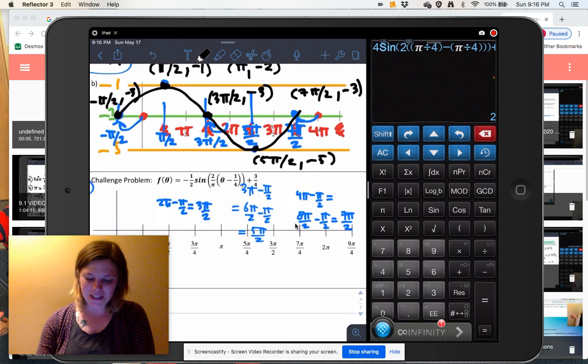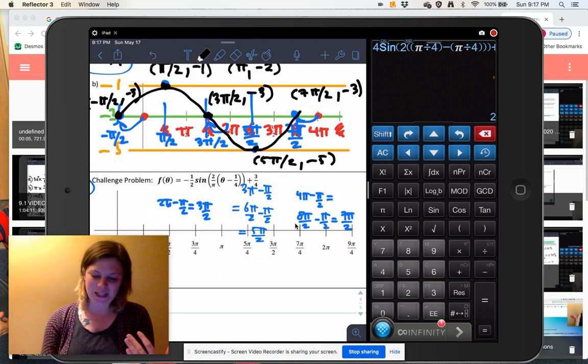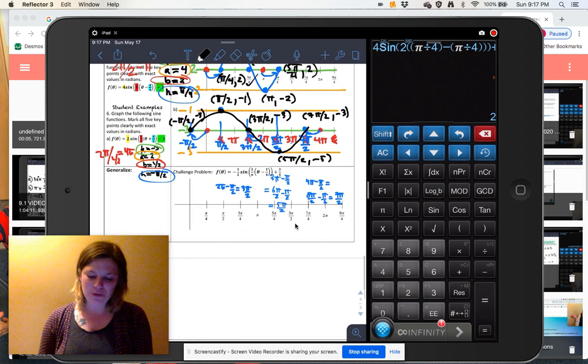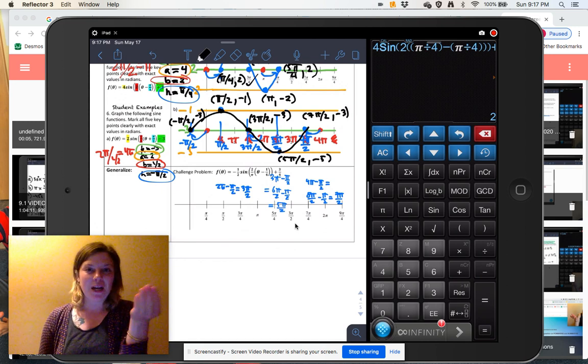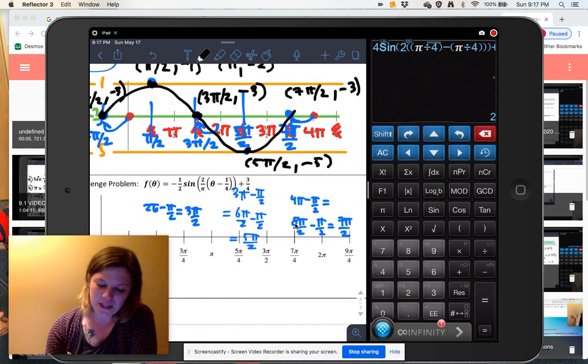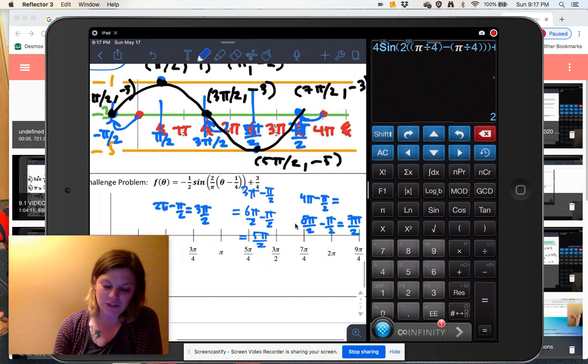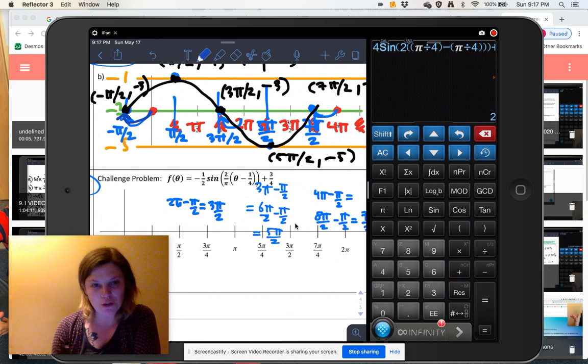So let's take a look here. The big idea that I want to talk about is that you got to the part where you had your b value of 1/2 and you marked your 4 pi. So that's these marks in red. But then your h value was negative pi over 2. So that means you had to shift everything over pi over 2 from where it would normally be.